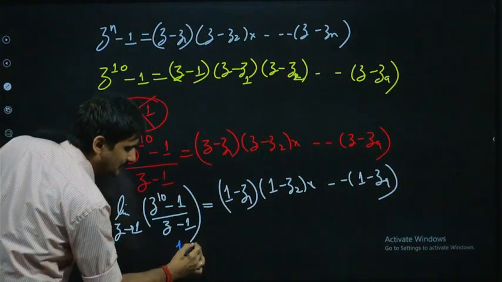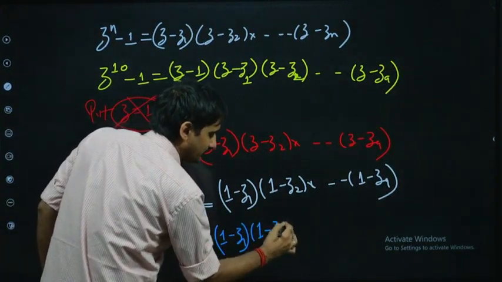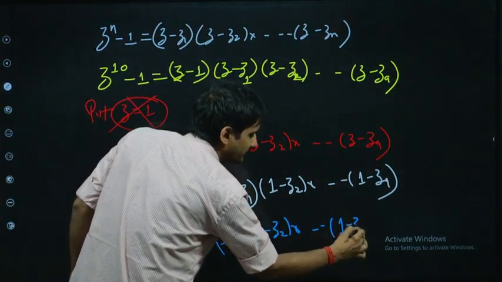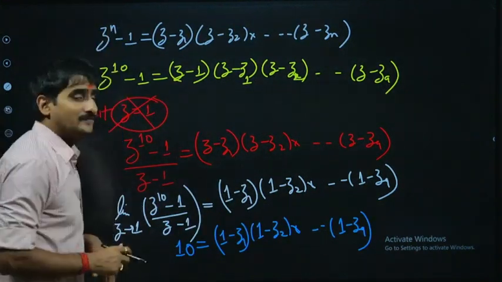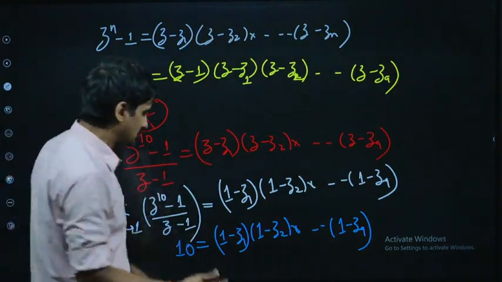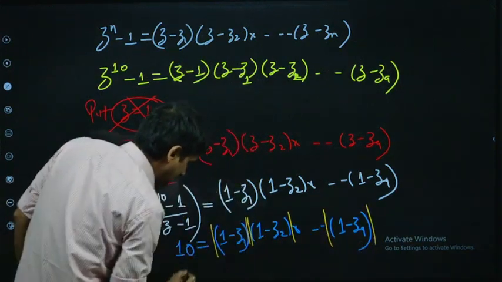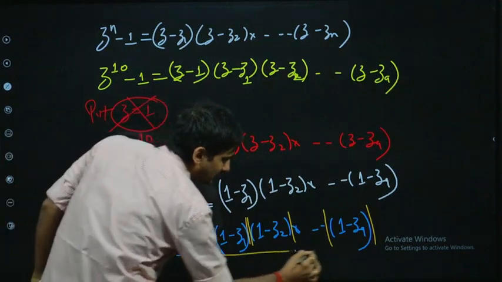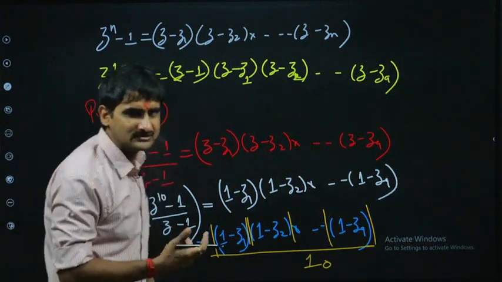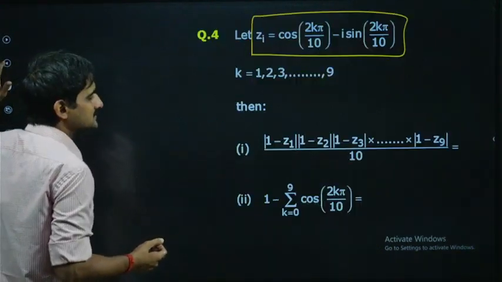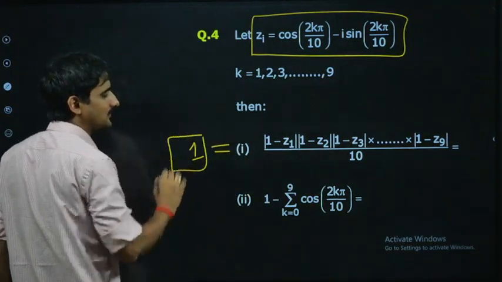So this is 10. So 10 is equal to 1 minus z1, 1 minus z2, dot dot dot 1 minus z9. Now taking modulus on both sides, we know that modulus gets distributed over the product. So I can write mod of this into mod of this into mod of this, and then you bring this 10 to the denominator, and this is a positive real number whose mod is 1, so the answer of this part must be 1 here. I believe you all would have got it.